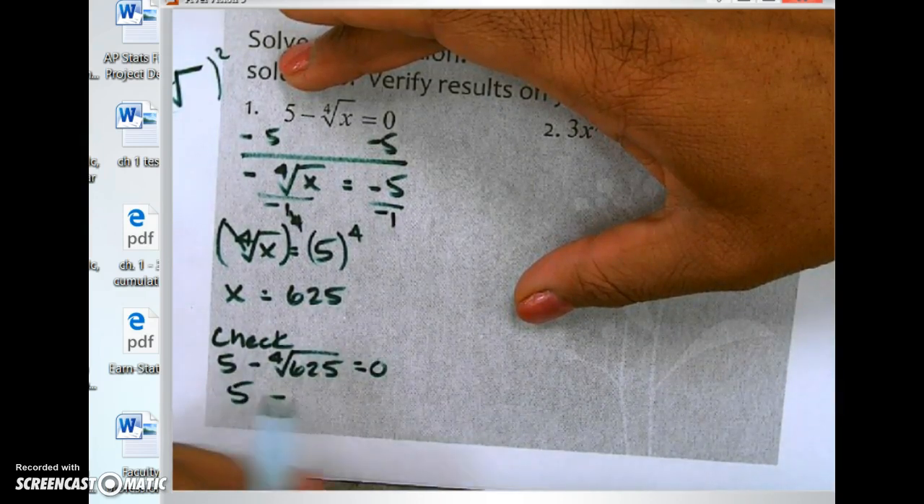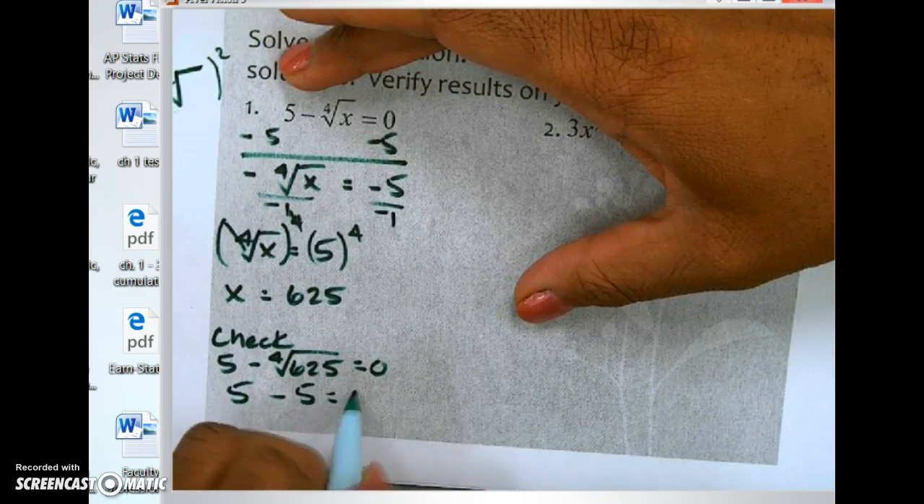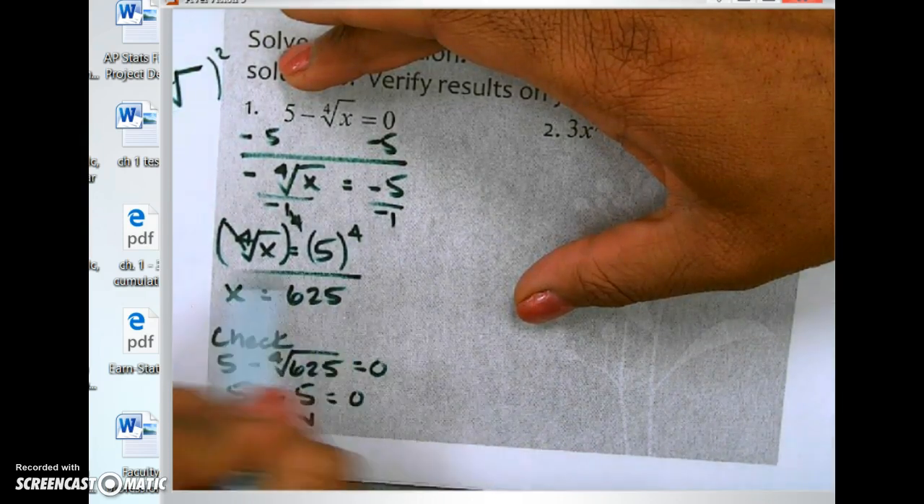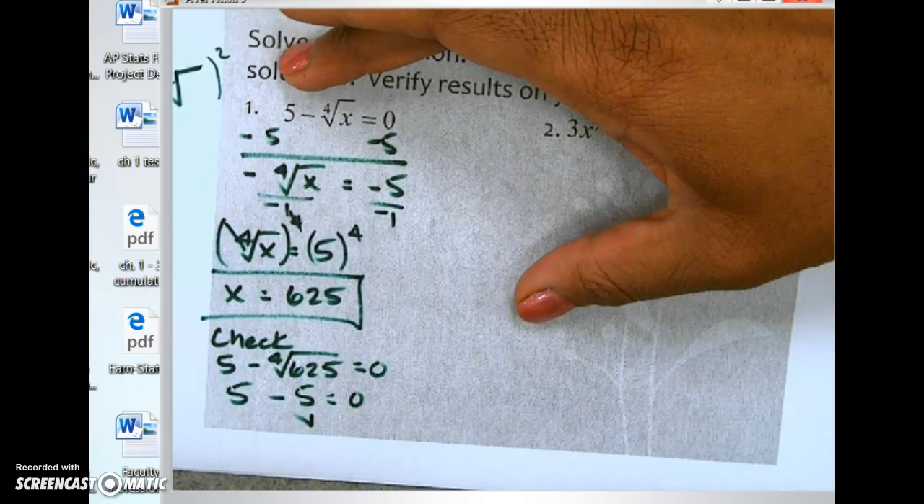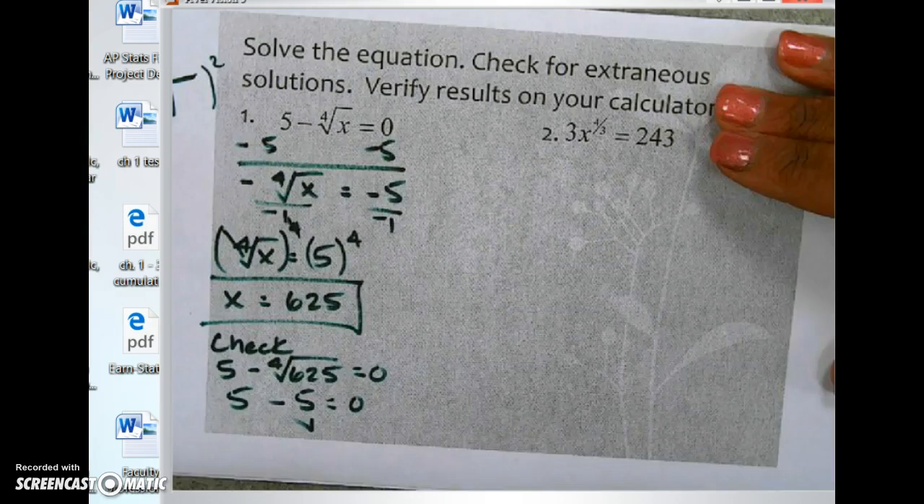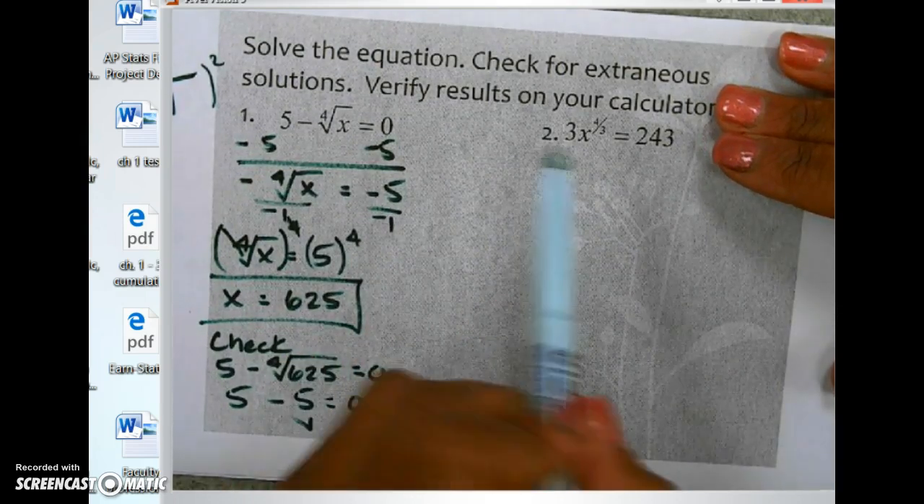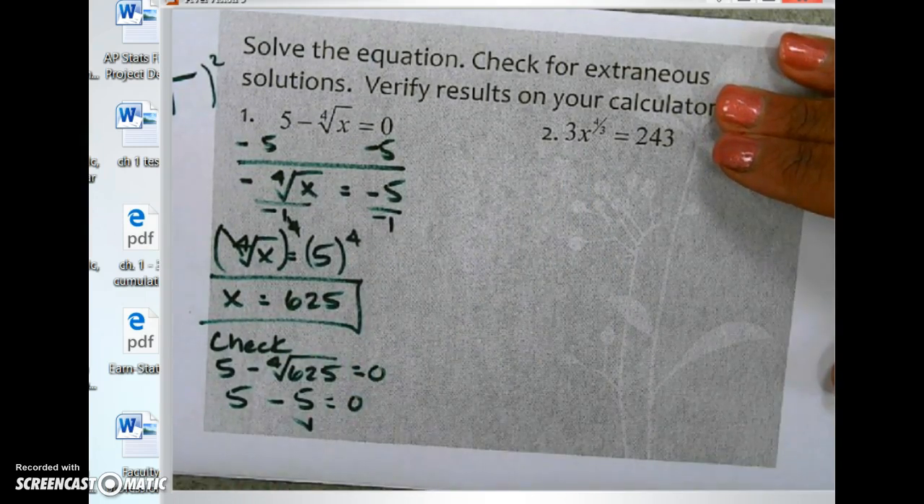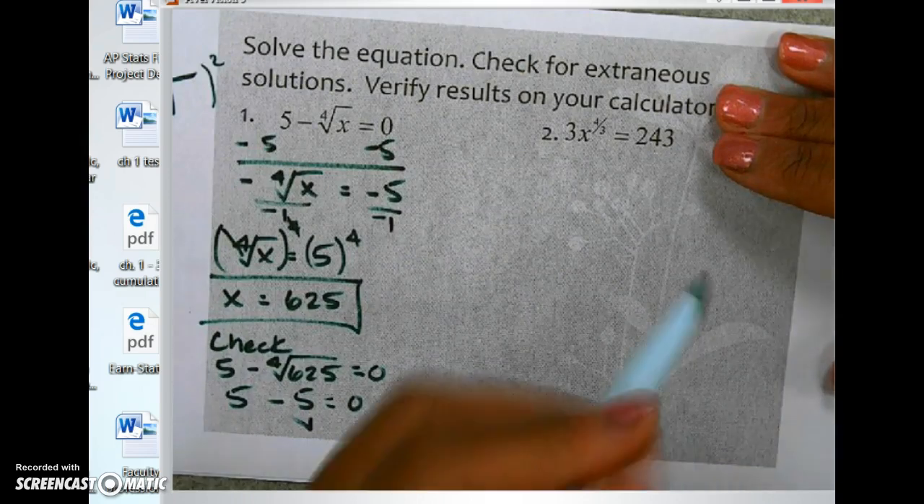So 5 minus the fourth root of that is 5. That does equal 0, so this is now box worthy. There you have it. So number 2, remember, roots and then exponential radicals, kind of the same situation here.